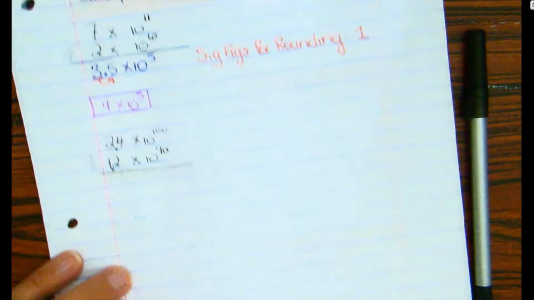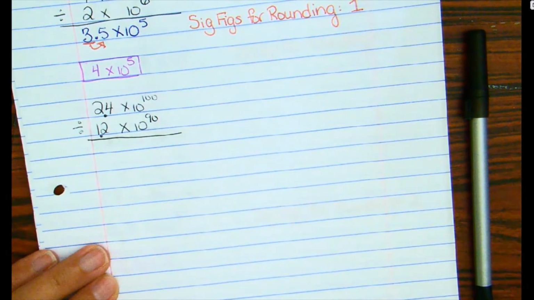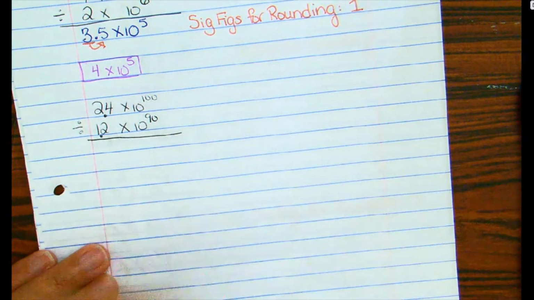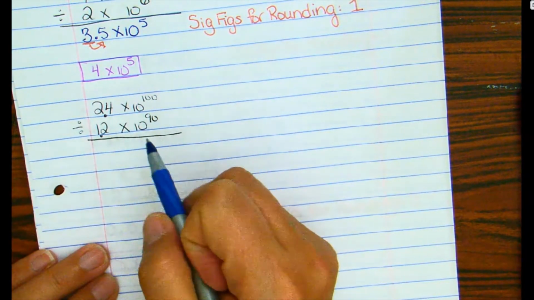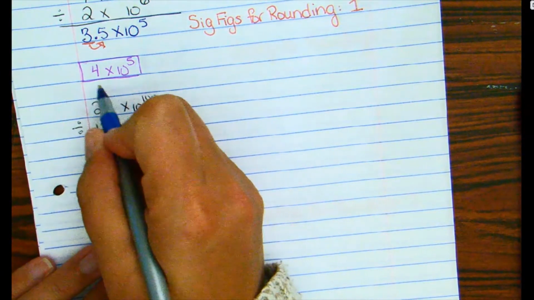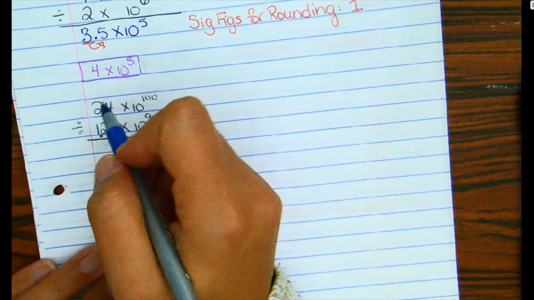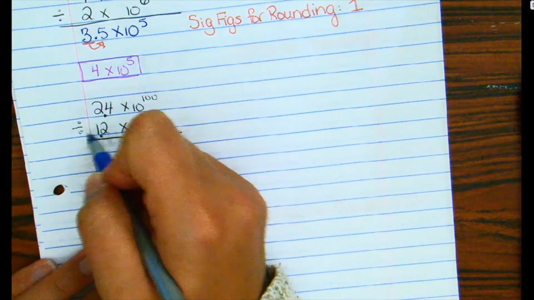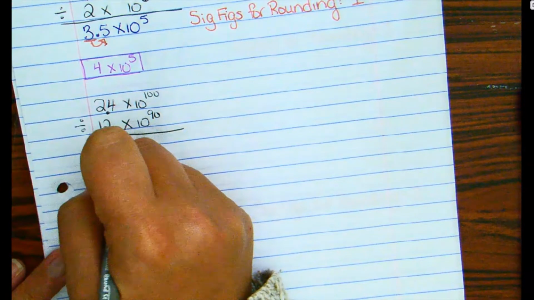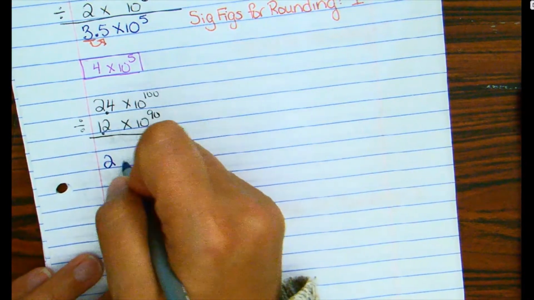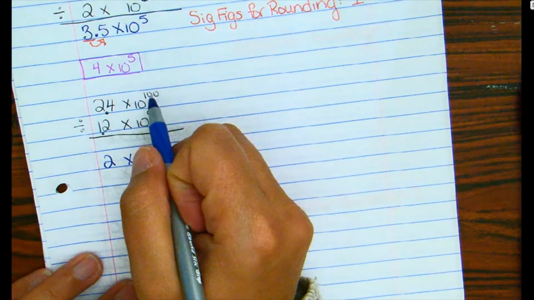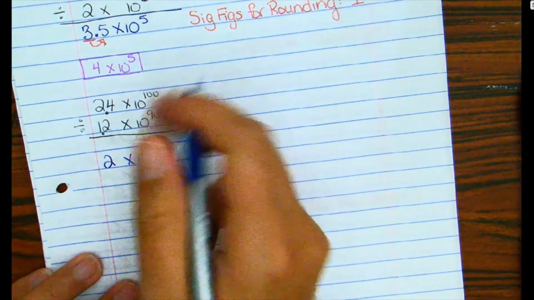And let's do a last example. 2.4 times 10 to the 100th divided by 1.2 times 10 to the 90th. So first of all, you do the stuff before the x. So 2.4 divided by 1.2 is 2. Then we're going to set up the stuff after the x. 100 minus 90 is 10.